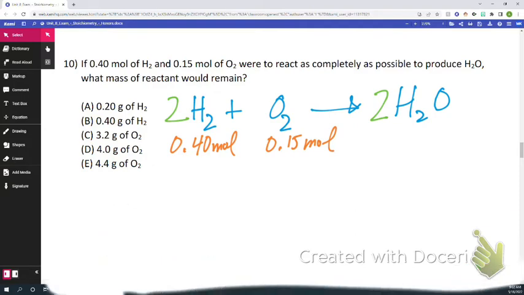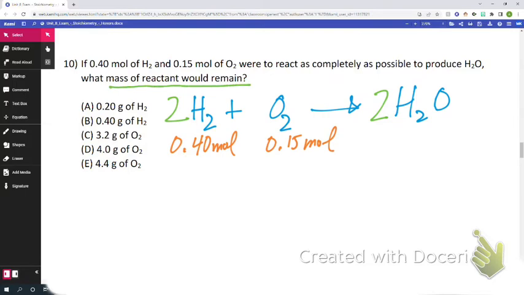A problem like this can be kind of challenging, right? So how do you go about doing this? It says what mass of reactant remains. So you have to find out which one is limiting. Then you ride the mole ratio train from the limiting reactant to the excess, compare it to how much excess they gave you originally, subtract how much of the excess you're going to use to figure out how much excess you're going to have left over, and then change it to grams.